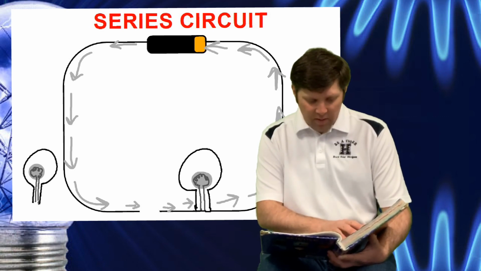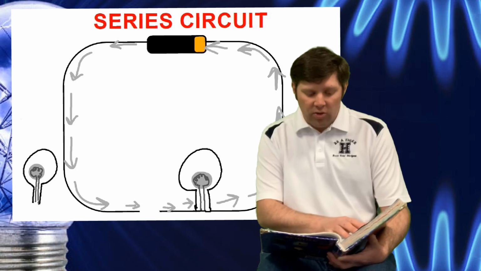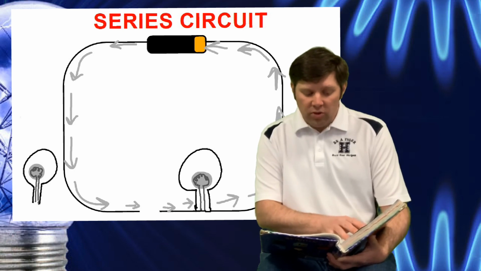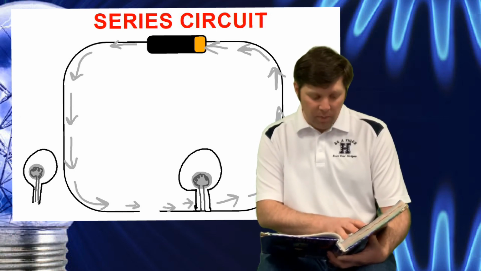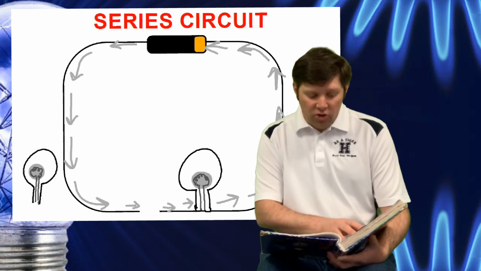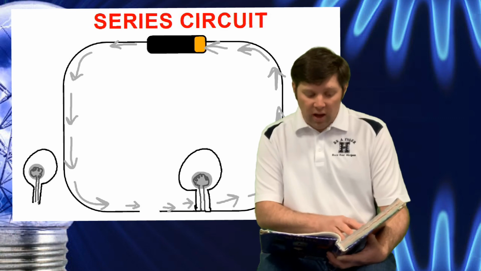I skipped a sentence there maybe. When one bulb is removed, an open circuit is created. In an open circuit, current can't complete its path. The remaining bulb does not light without current flowing through it. A series circuit does not work when a part is removed.